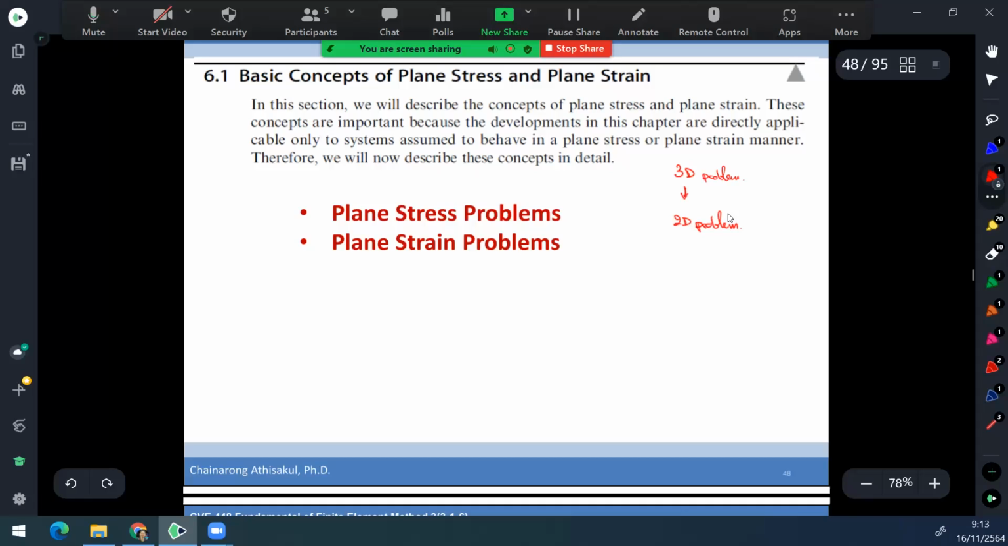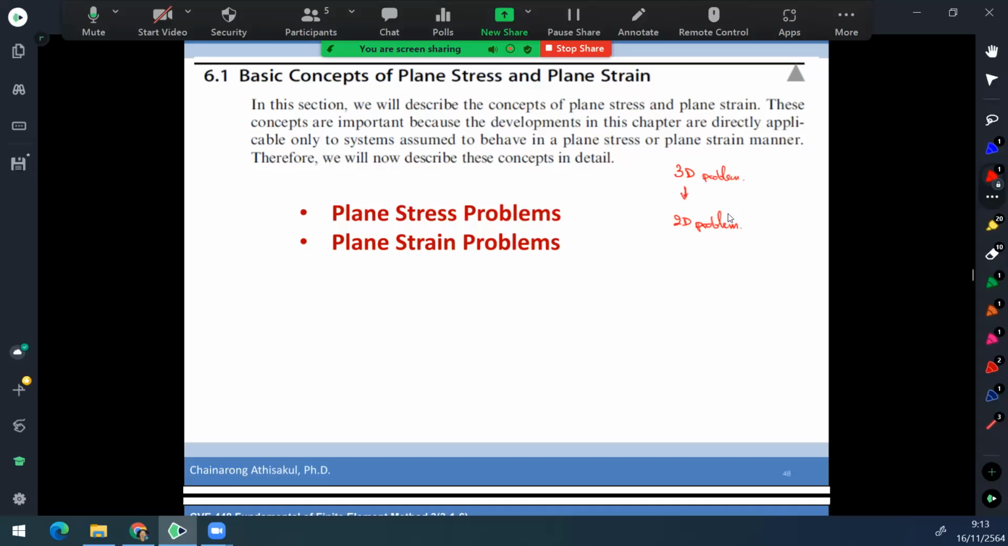But when we solve a three-dimensional problem, in some cases it may not be necessary to do that, because the out-of-plane motion has a small effect on our problem. So then we can simplify the three-dimensional problem to just a two-dimensional one, because the out-of-plane effect is small enough that it is not necessary to consider.